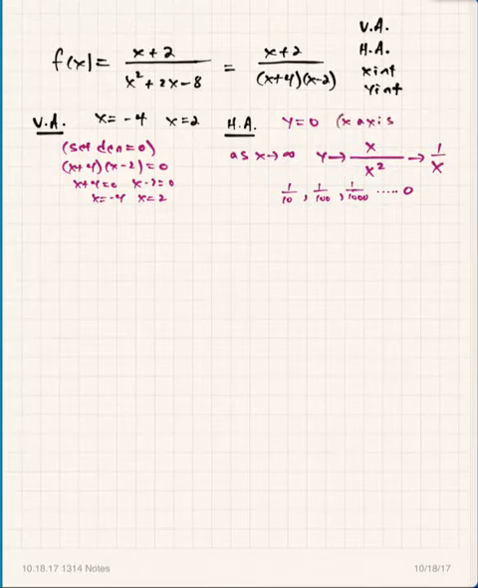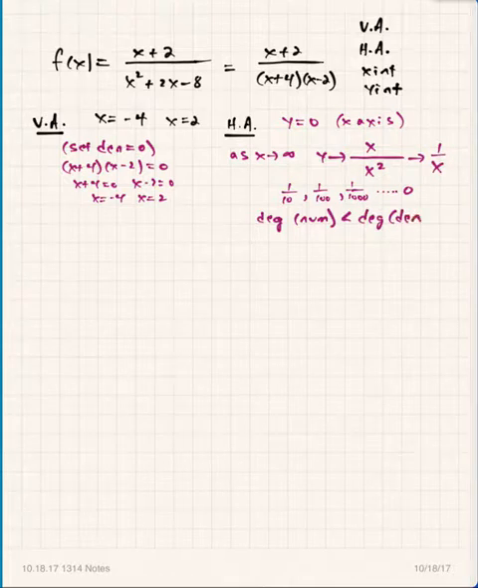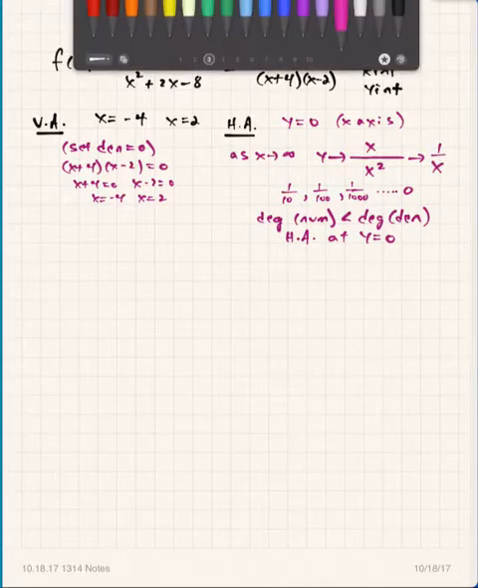Always remember that in this situation where the degree of the numerator is less than the degree of the denominator, this is always going to happen, that you have a horizontal asymptote at y equals 0. Right, when the degree of the top is smaller than the degree of the bottom, then you're going to automatically have a horizontal asymptote at y equals 0. All right, then the intercepts.